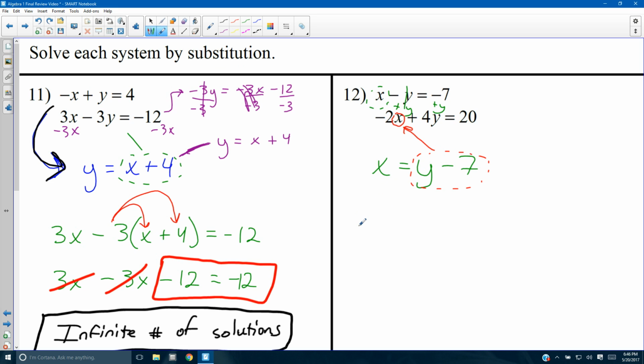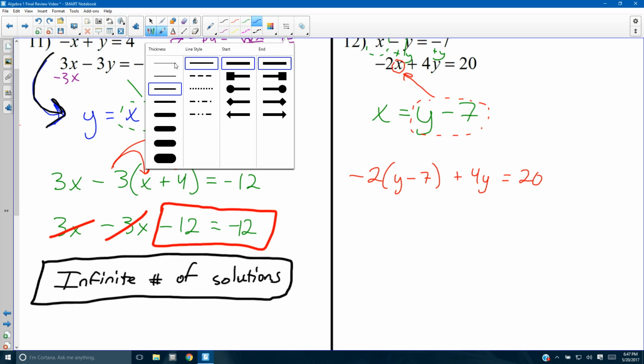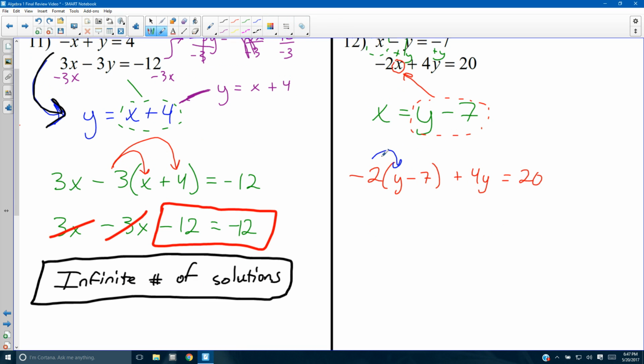So let's see what we got. Negative 2 times (y minus 7), plus 4 times y equals 20. Let's go ahead and solve for y first and use that to solve for x. Distribute negative 2 into the positive y and the negative 7. Negative 2 times y is negative 2y. Negative 2 times negative 7 is positive 14. Rewrite the rest. And just like last time, combine like terms. Negative 2y plus 4y is a positive 2y here.